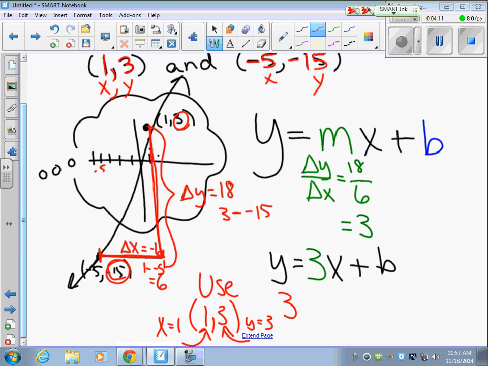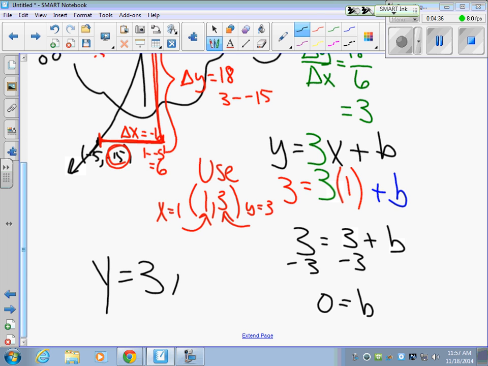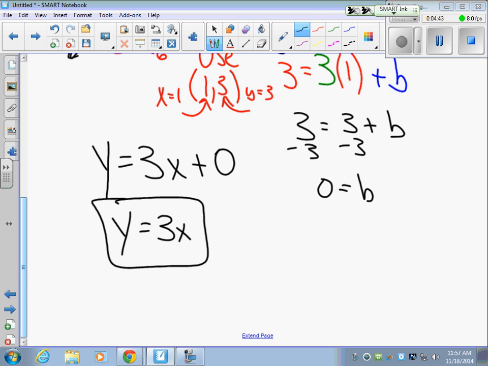So instead of y, I'm going to write 3. I found out m was 3 before. And instead of x, I'm going to write 1. And b is the thing that I'm looking for. So now I can just solve this problem. 3 equals 3 plus b, and so apparently b is nothing, it's 0. So my whole equation altogether is going to be y equals 3x plus 0, or just y equals 3x. You can go to the next video for another example.